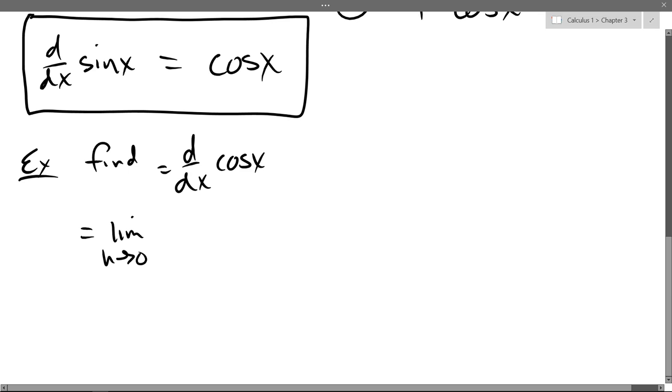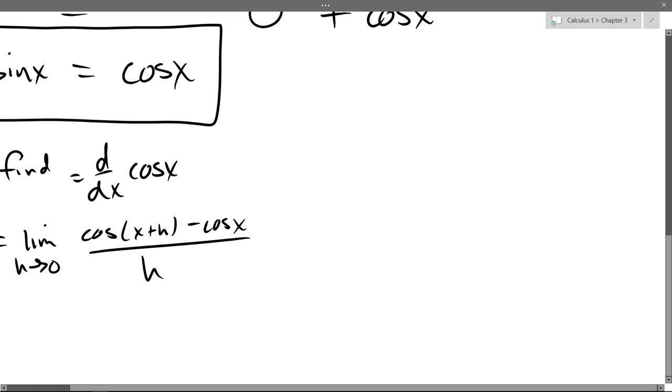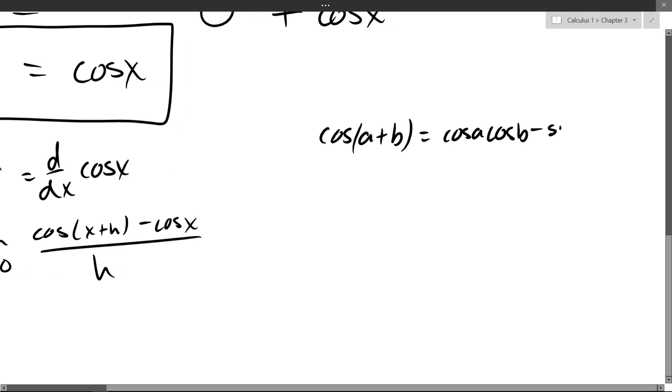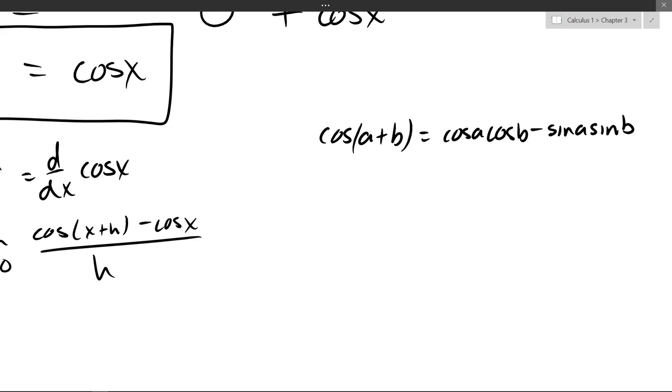So the limit as h approaches 0 of cos(x + h) minus cos x over h. I will attempt to write down the sum formula for cosine. We used a and b back in the day: cos a cos b minus sin a sin b. So use this sum formula right here for cosine. Of course, you've got x and h, not a and b.